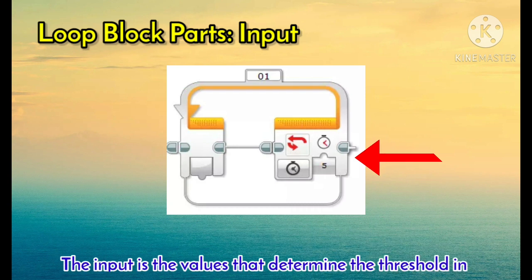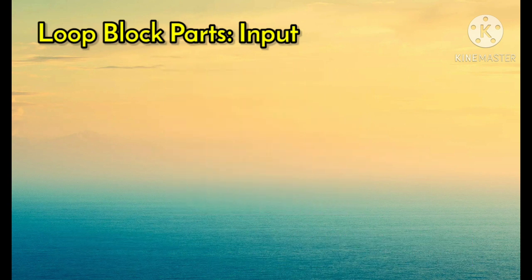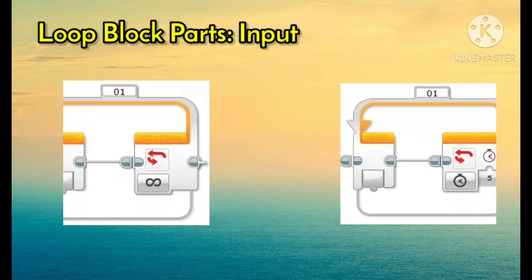The second part of the loop block is the input. The input is the values that determine the threshold in our loop block. These can differ from each block, with the unlimited having no input and time having a second's input value.